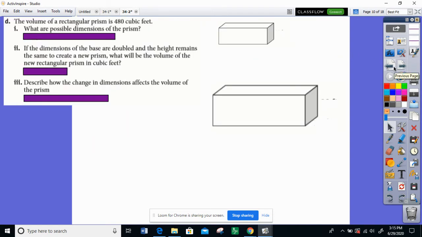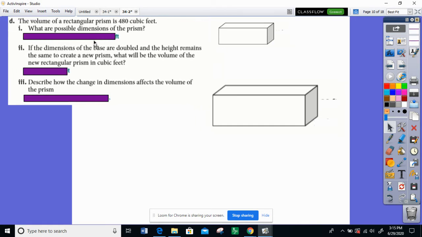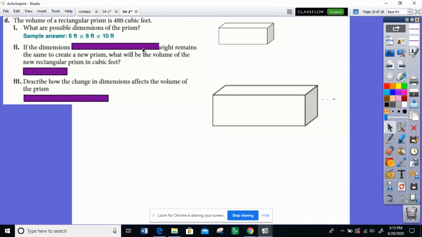So we've got another problem here. The volume of a rectangular prism is 480 cubic feet. There are many possible dimensions for this prism. We just need three numbers that we can multiply together to get 480. So their idea is 6 feet by 8 feet by 10 feet. So we can label that here 10 feet, and maybe this is 8 feet, and maybe this on the bottom is 6 feet.